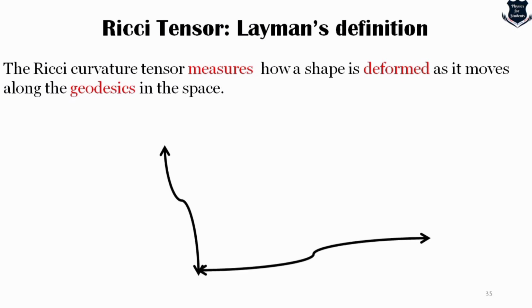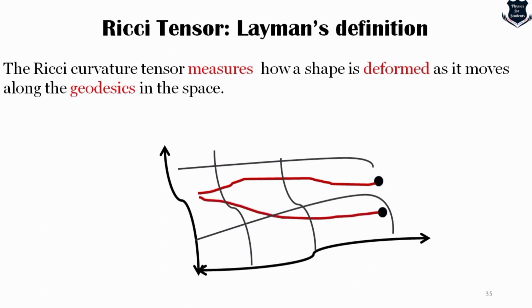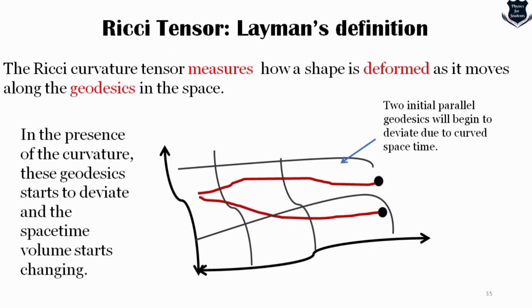So let us take an example. We take this kind of a curve in a coordinate system, and then we take a point, and you see this moves in this way, right? Then we take another point, and it moves in the same way, but just due to the curvature, it seems that they are joined asymptotically, but they are not. So two initially parallel geodesics, forget this term, we will deal with that later. Two parallel lines will begin to deviate due to curved space-time. In the presence of curvature, these geodesics start to deviate and the space-time volume starts changing.